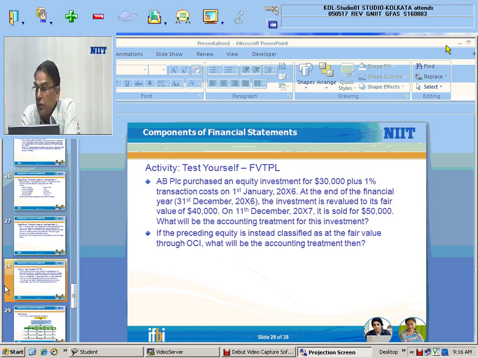On 31st December 2087, in the next year, the investment is sold for 50,000. So what will be the accounting treatment for this investment? This is a financial asset measured at fair value through profit and loss. If the preceding equity is instead classified as at fair value through other comprehensive income, what will be the accounting treatment then? If instead of classifying that equity investment as a financial asset at fair value through profit and loss, we classify it at fair value through OCI, what will be the accounting treatment? Let's also see that.